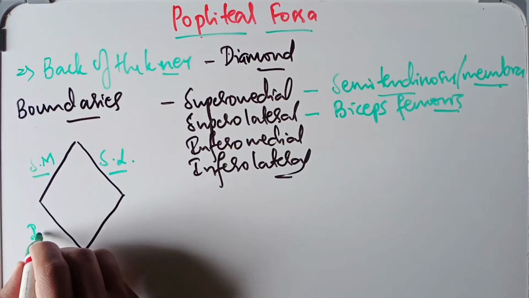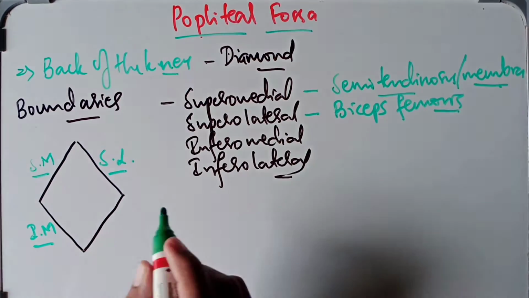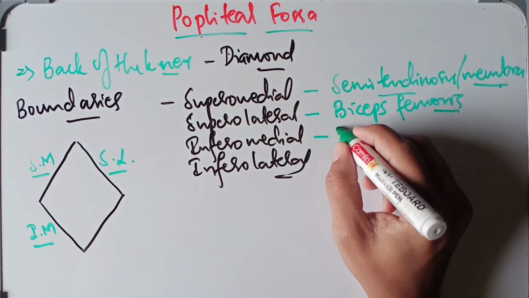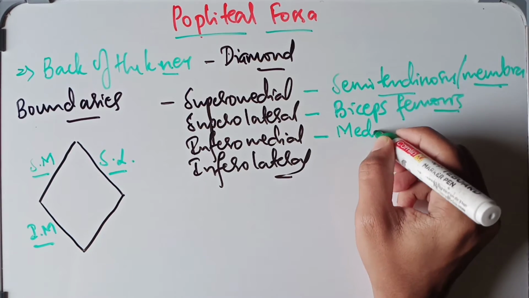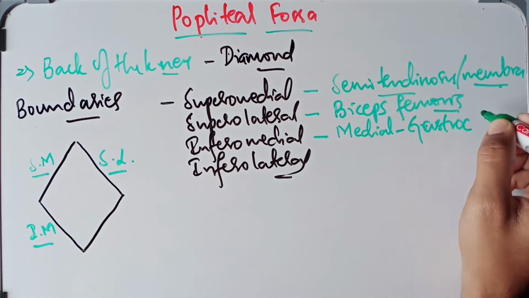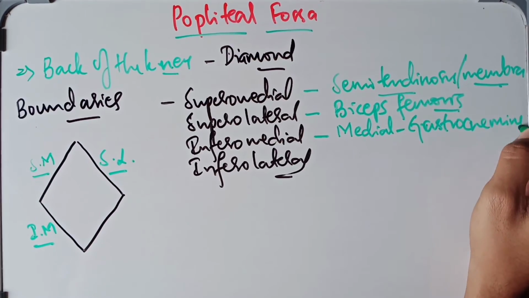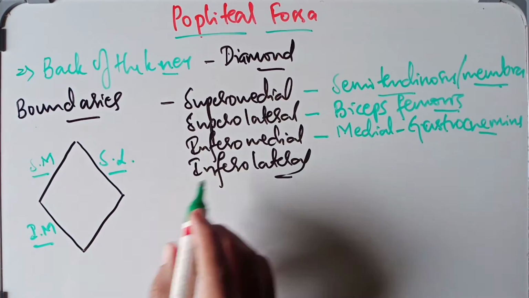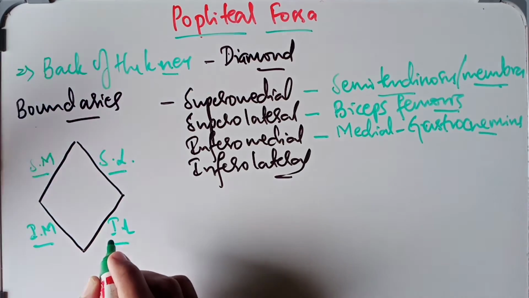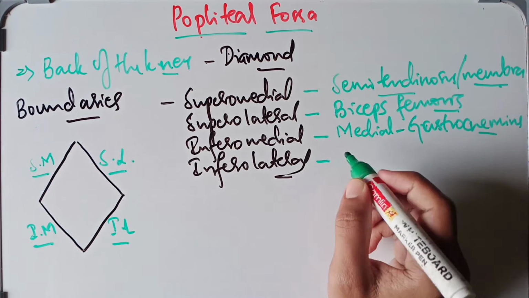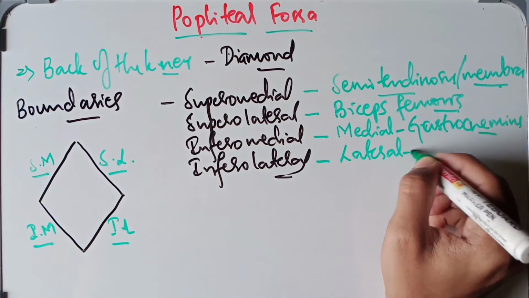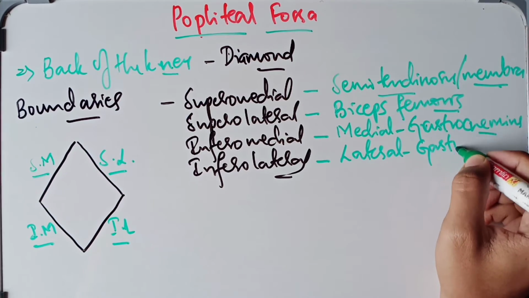When it comes to the inferior medial part of the boundary of the popliteal fossa, it is made up by the medial head of the gastrocnemius muscle. And now moving on to the inferior lateral boundary of the popliteal fossa, it is made up by the lateral head of the same gastrocnemius.